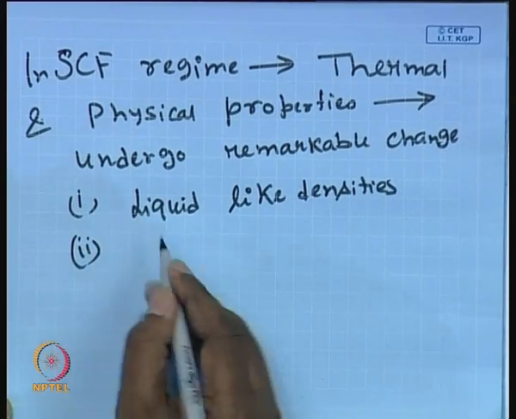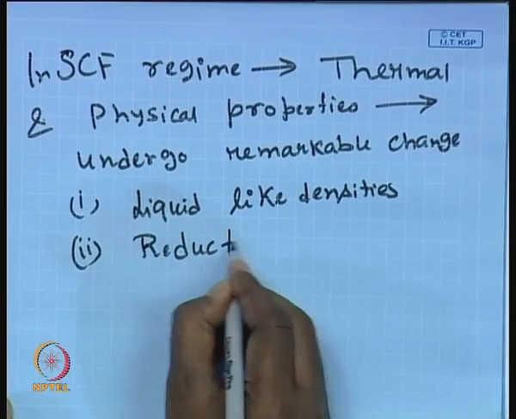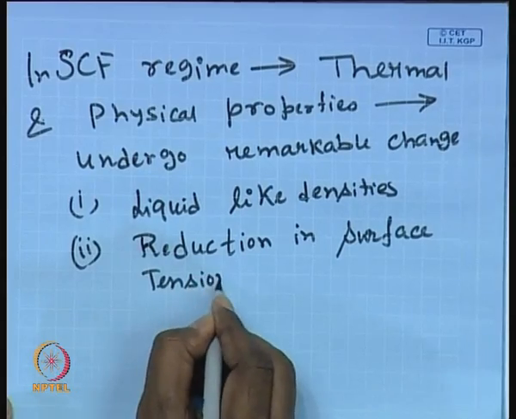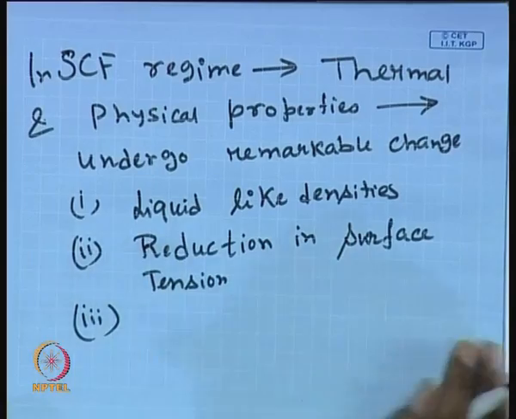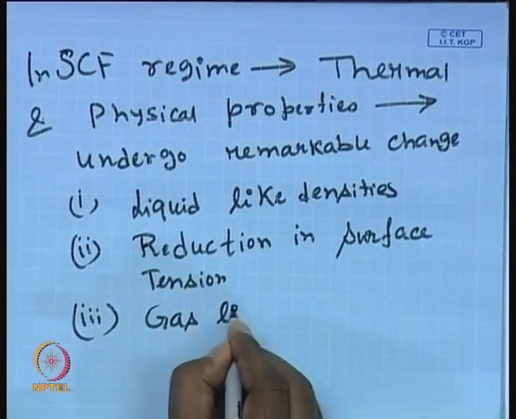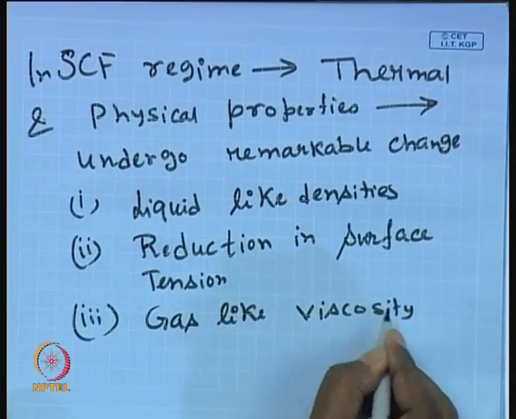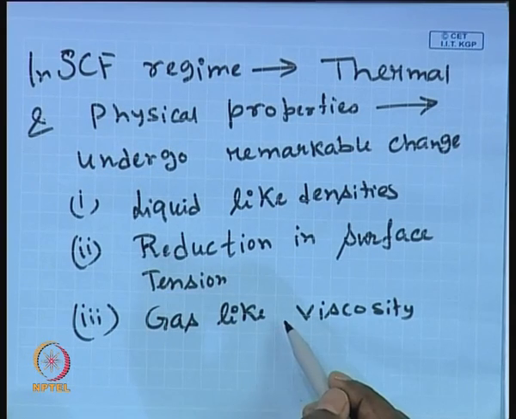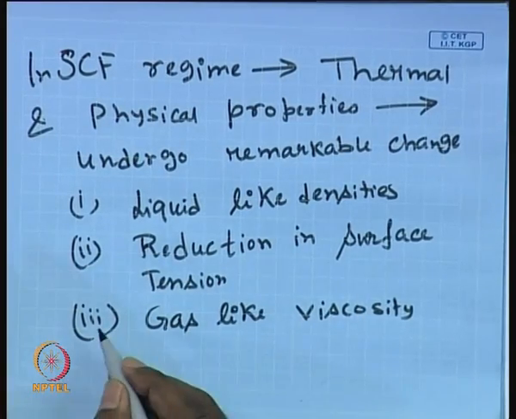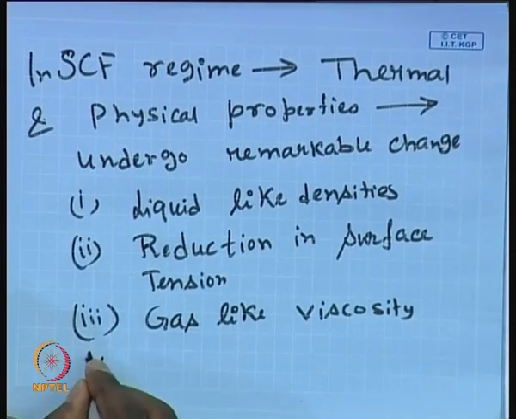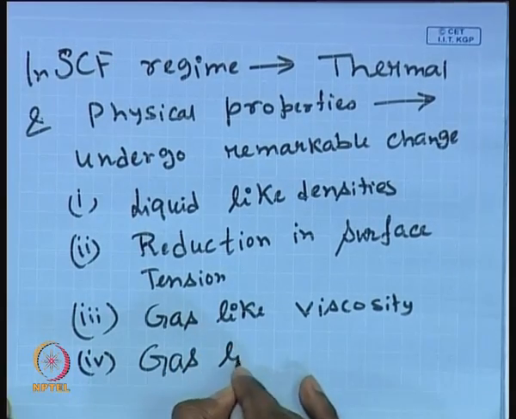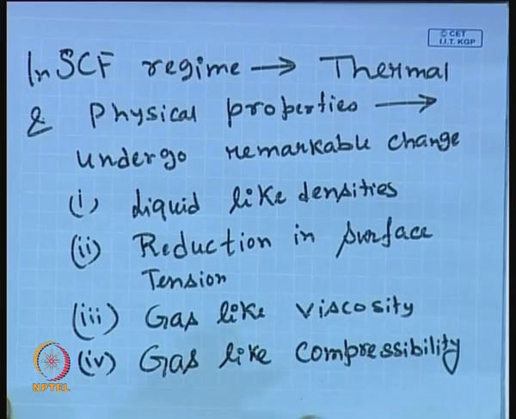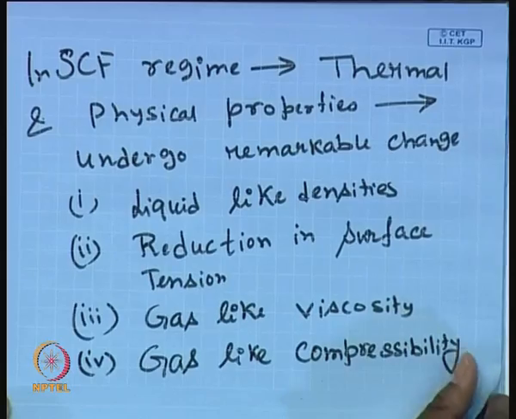There is a tremendous reduction in surface tension. You can have a gas like viscosity, the viscosity will be extremely low. So, you will be having a liquid like density, so density will be higher, but at the same time you will be having a gas like viscosity. The viscosity of a gas is typically 2 orders of magnitude less than the viscosity of a liquid. Okay. The surface tension is reduced tremendously. You can have compressibility like a gas. And diffusivities become quite large and they become higher than the liquids.